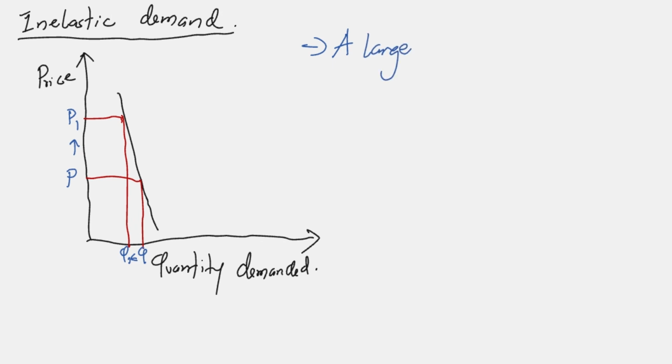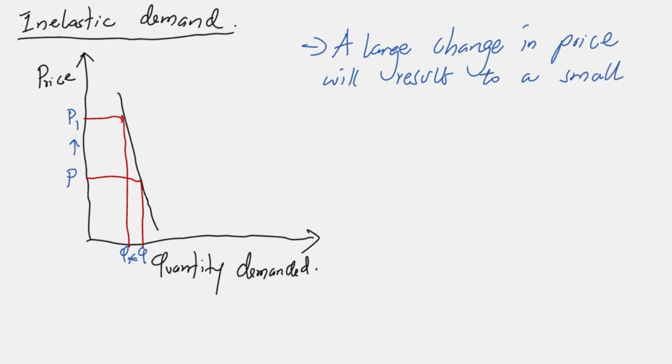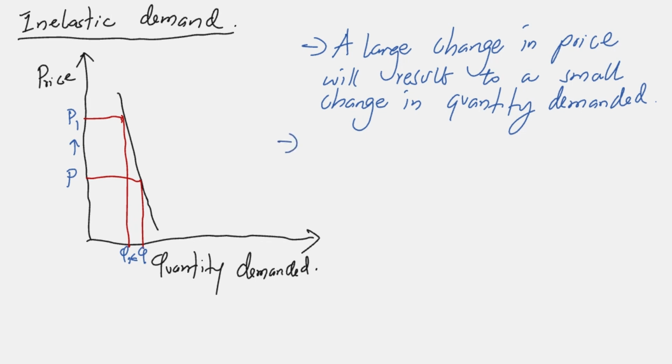very slight change. So we say that in this inelastic demand, a very large change in the price of the good, perhaps an increase, will usually result in a small change in quantity demanded. And this means these are the kind of goods you can keep increasing their price, but you are not losing on sales because people are still demanding them.